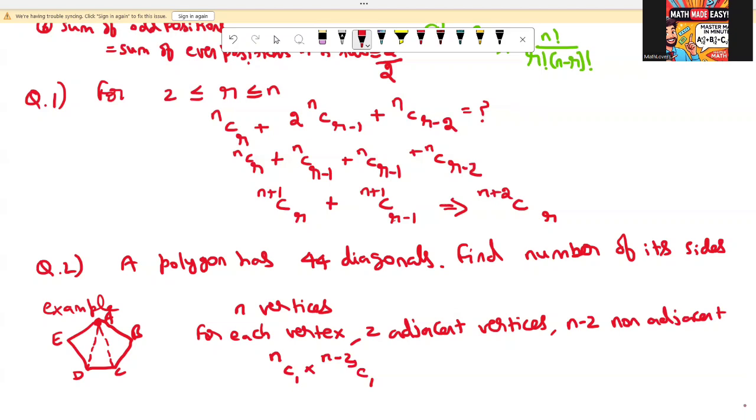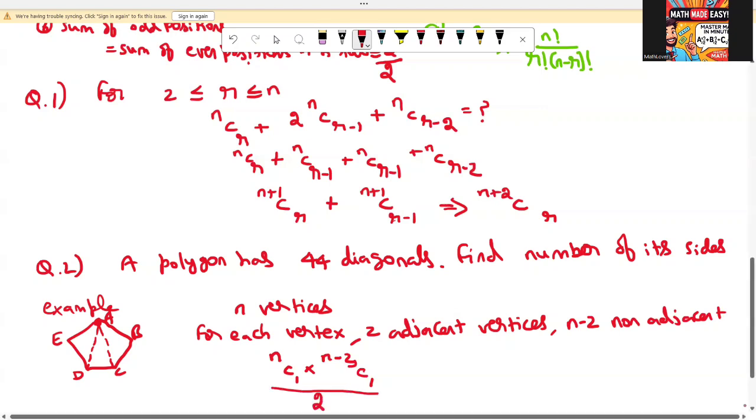Now there is one more thing. So AC is a diagonal, CA is also a diagonal, but we cannot count them as two different diagonals. We have to count them as only one diagonal. So this total product count should also be divided by 2 to give us the total number of diagonals. So this is given in the question as equal to 44.